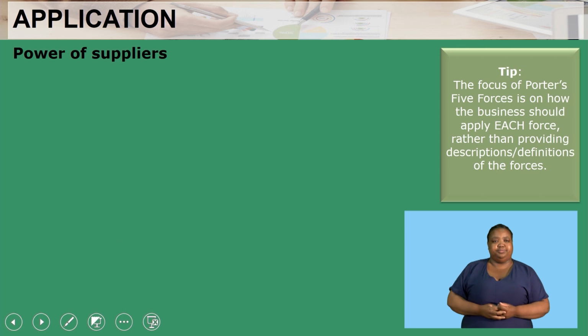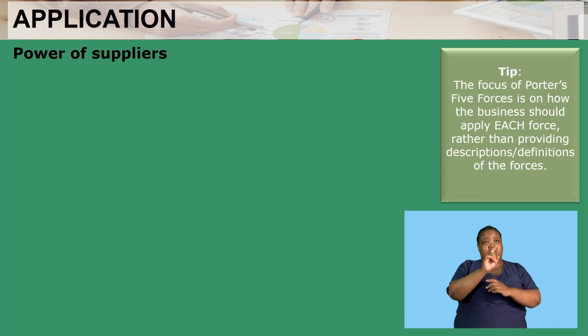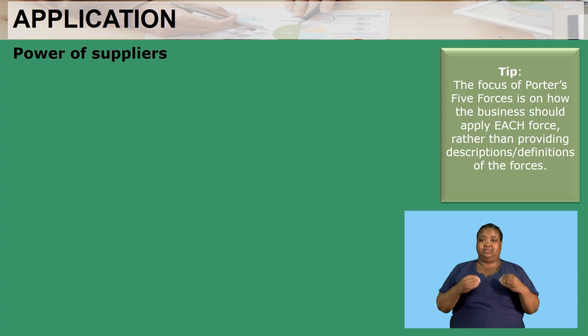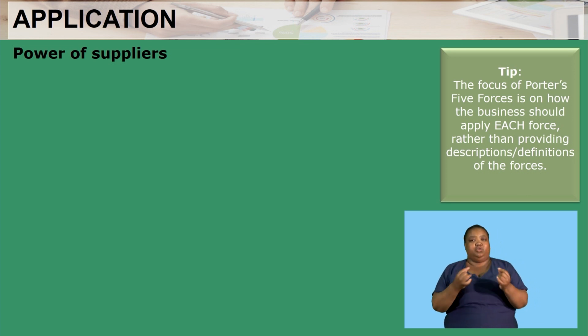All right. So with the power of suppliers, remember with the Porter's 5, what are we doing? We need to assess ourselves. Who are we in the market? What is it that we have? Do we have more power, or the market has got more power over us? Remember, the market is a place where buyers and sellers meet. So if you read there, the tip says the focus of the Porter's 5 force is on how the business should apply each force. The application is very important, rather than providing descriptions or definitions of the forces.